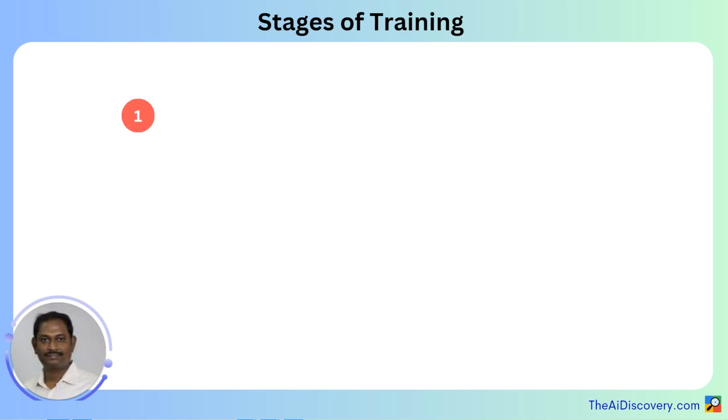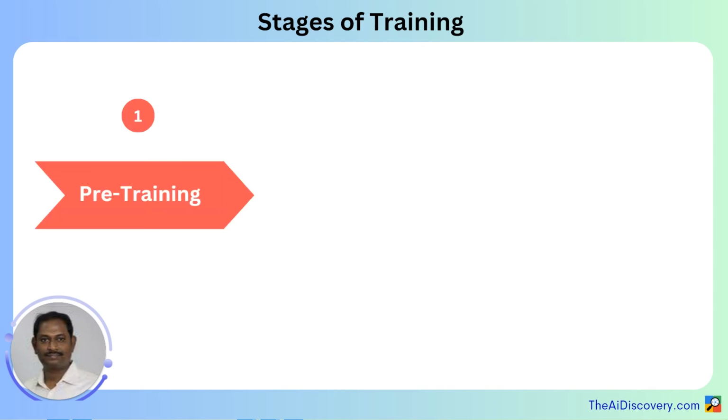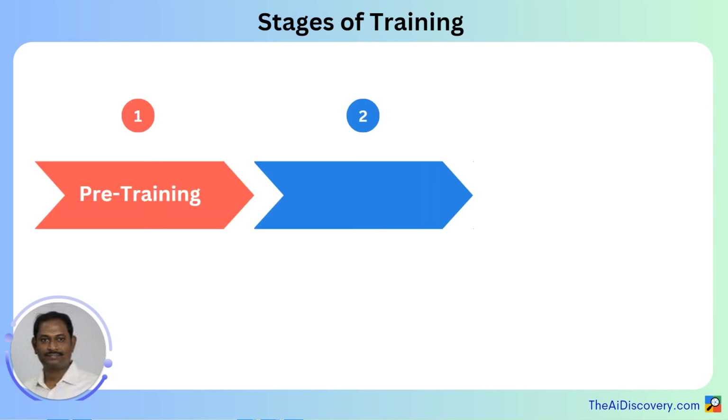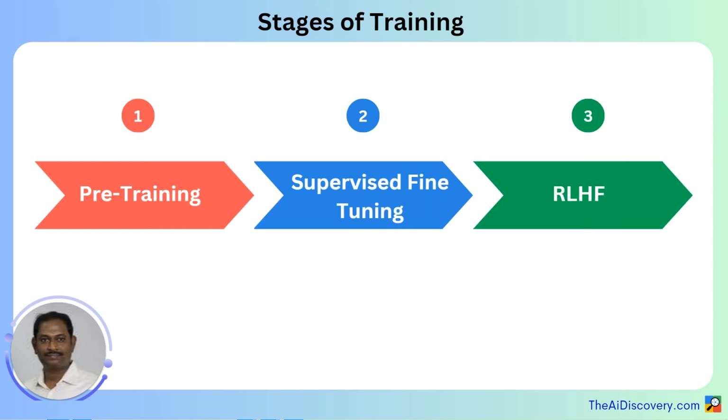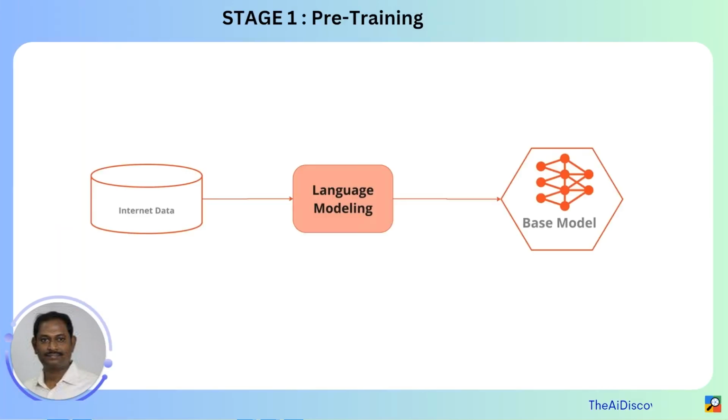The first stage is generative pre-training, the second stage is supervised fine-tuning, and the third stage is reinforcement learning with human feedback, shortly called RLHF. First, we'll see stage one, which is generative pre-training.